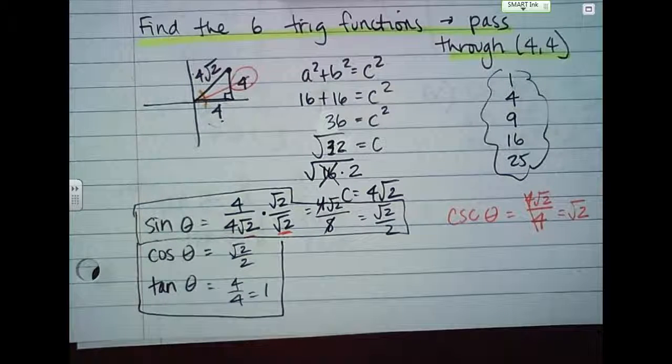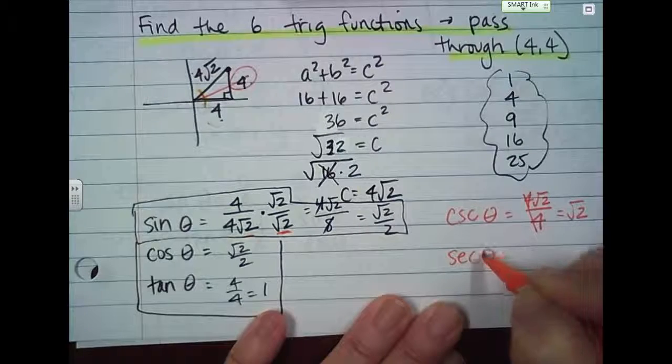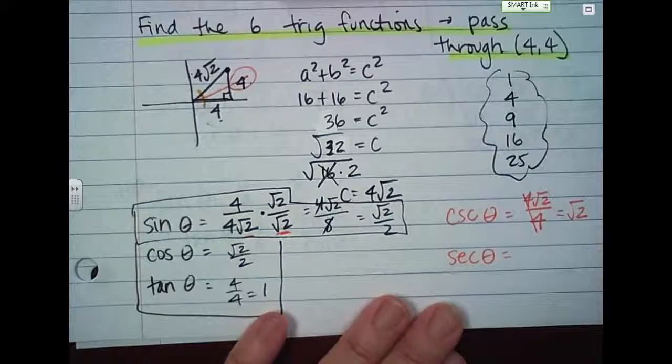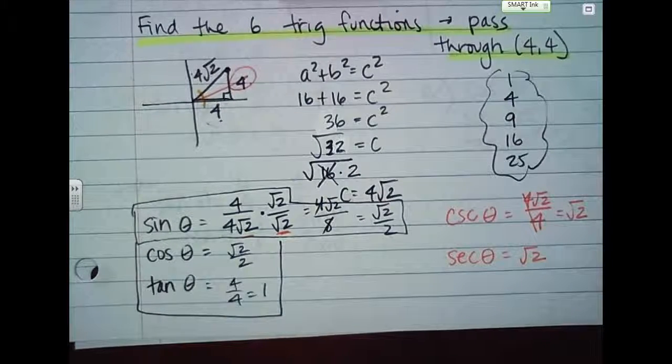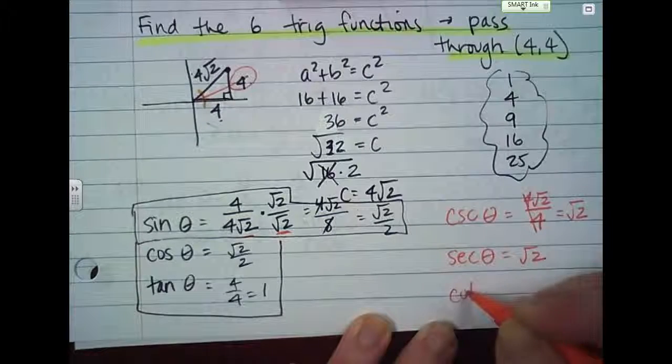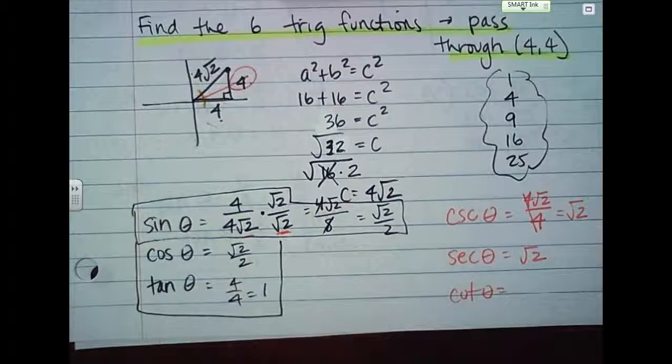What's the reciprocal of cosine? Secant. And because both legs are 4, the answer's root 2. Now move to cotangent. Well, if tangent was 1, then what's cotangent? 1 over 1 is still 1.